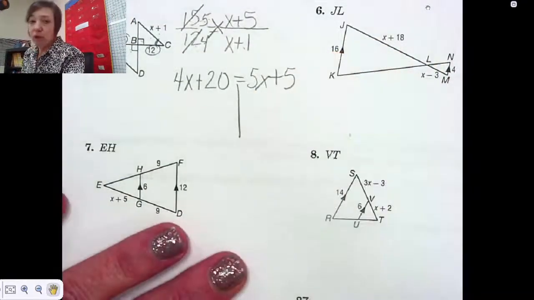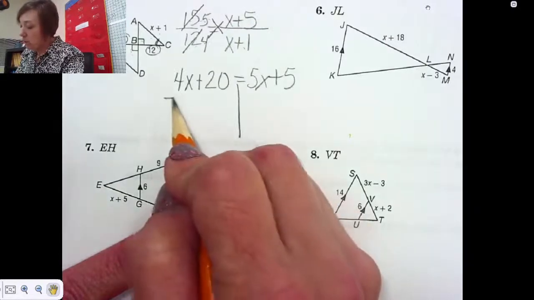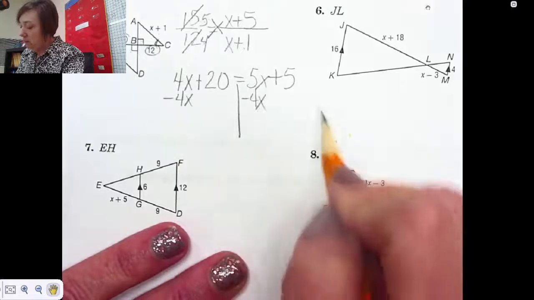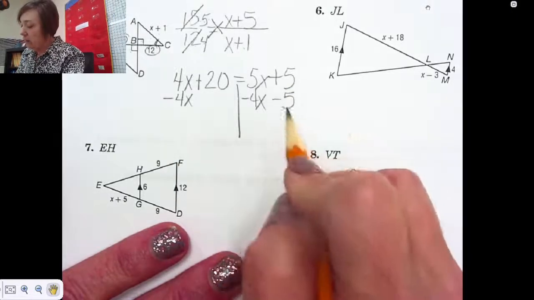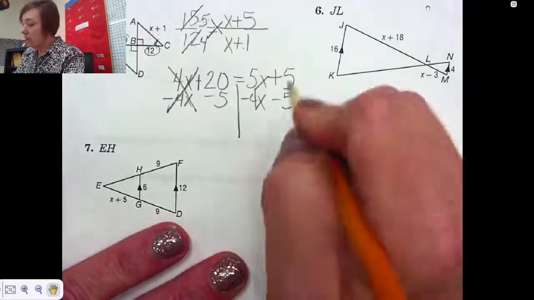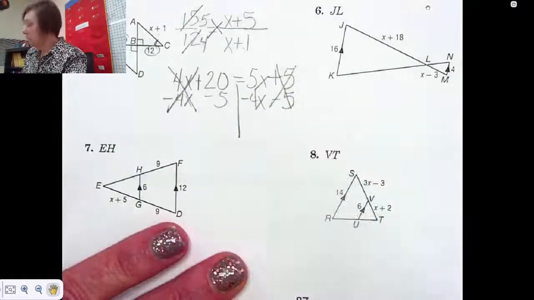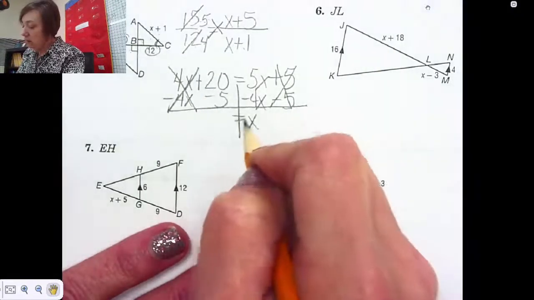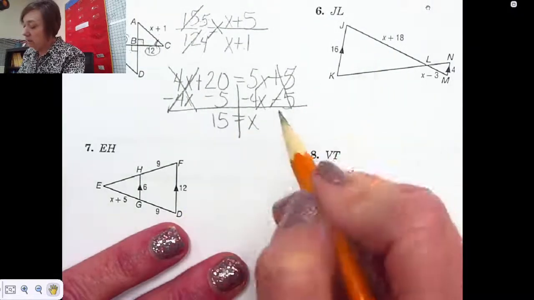What would you move? Subtract 4x. Okay. And then subtract 5. And then subtract this 5. So what that does is it gets rid of the x's on this side and it gets rid of the numbers on that side, right? And we have x on this side, 15 on that side.